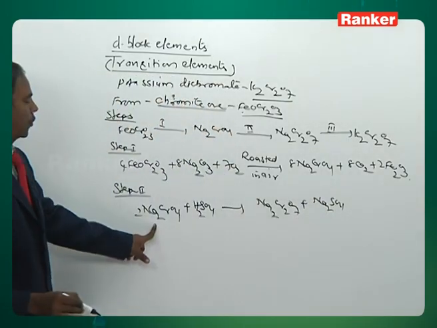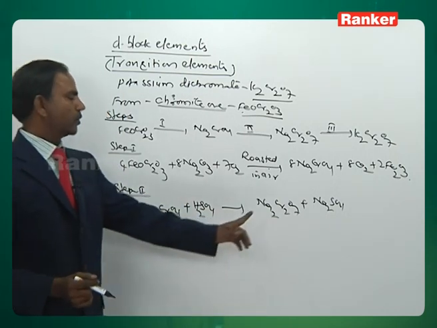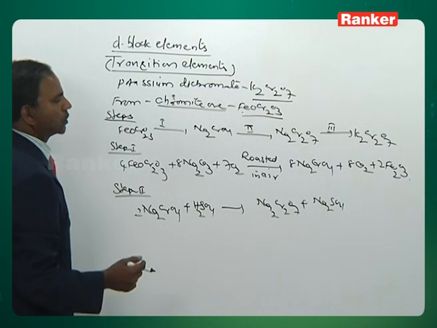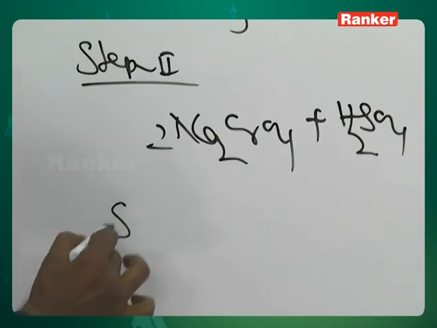Like this, sodium chromate converted to what? Sodium dichromate. The next step, sodium dichromate we convert into what? Potassium dichromate. Step 3.